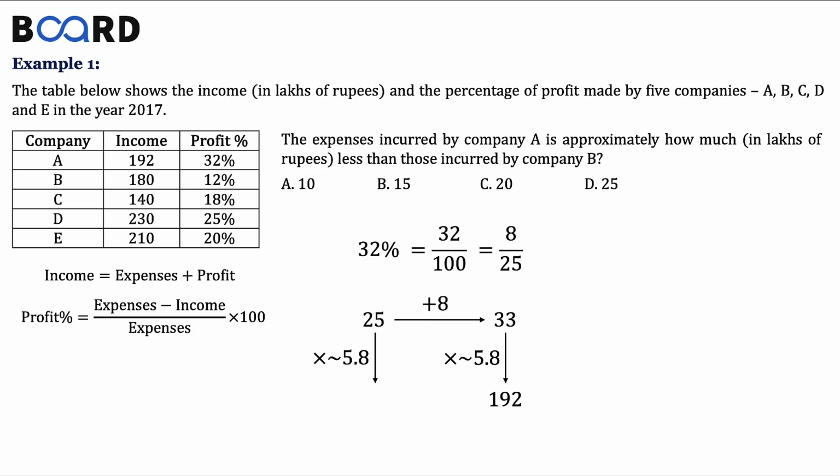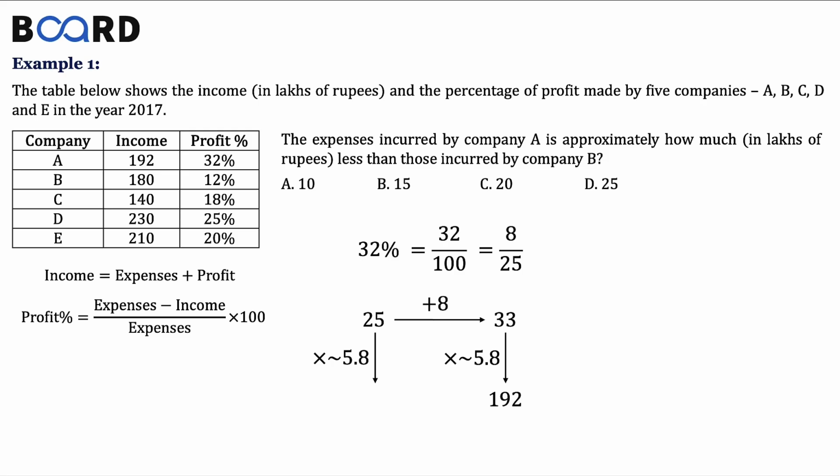Now somebody might ask, why did I multiply 5.8? Why not 5.9? Because think about it, multiplying 25 with 5.9 will give you a value in decimals. Whereas if I multiply 5.8, that will give you a value which is not in decimals. That will be an integer value, right? So these things also have to be taken care of.